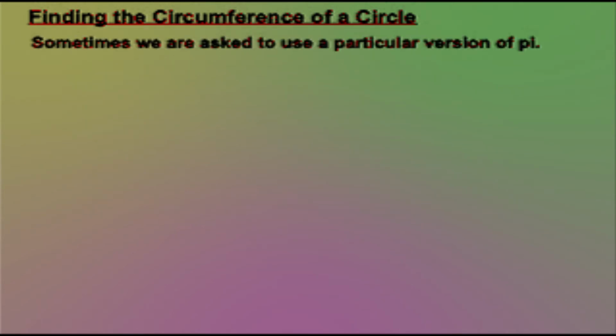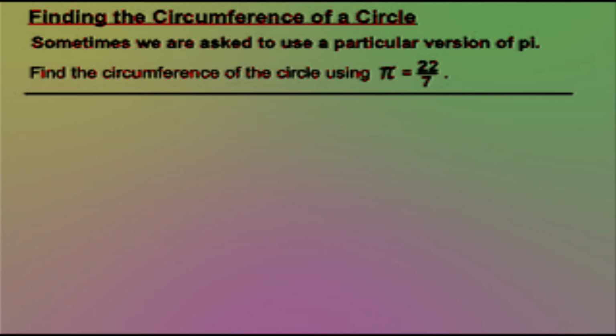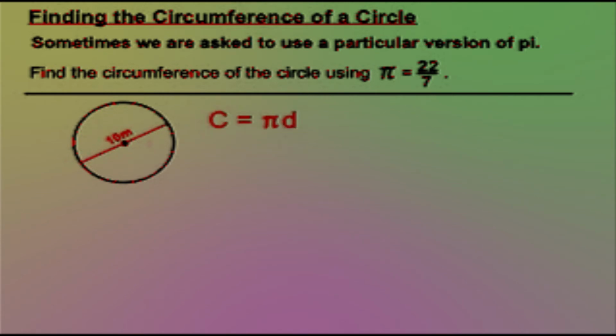So sometimes we're asked, as I said before, to use a particular version of pi in our calculations and not just take what the calculator gives us. So in this question we're asked to find the circumference of a circle below using pi as 22 over 7. So where it says pi, instead of pressing the calculator button, we'll type in 22 over 7 for that bit instead. Because it's given us a diameter in this question, I'm going to choose to use the diameter version of the circumference formula. Remember, we have a radius version and a diameter version.